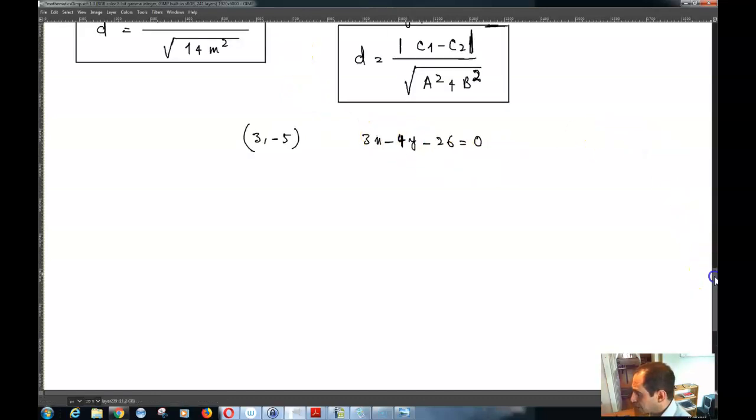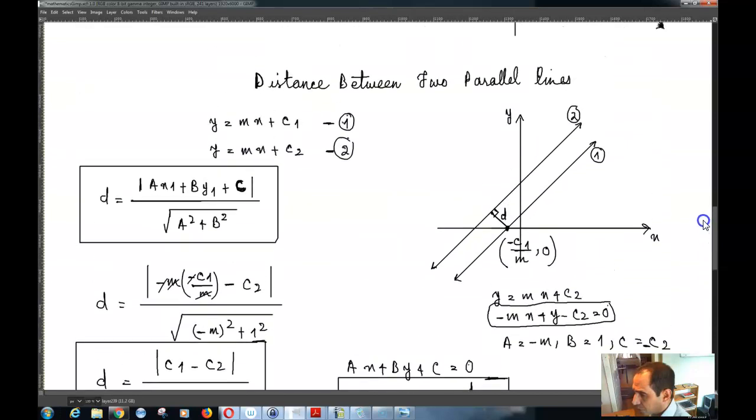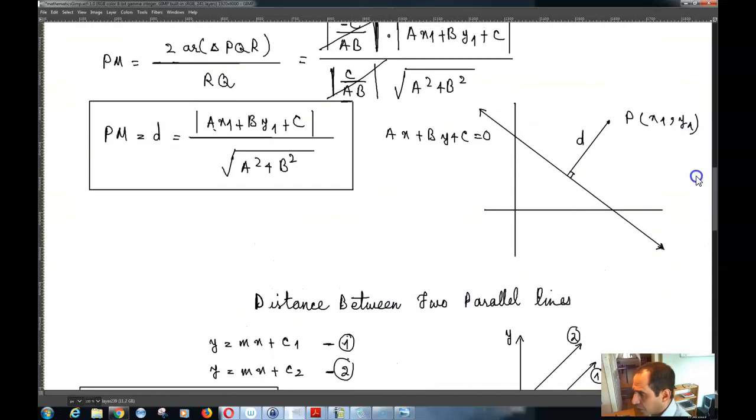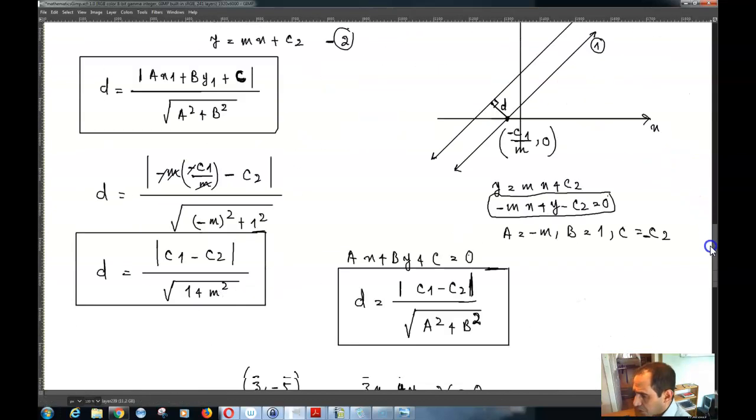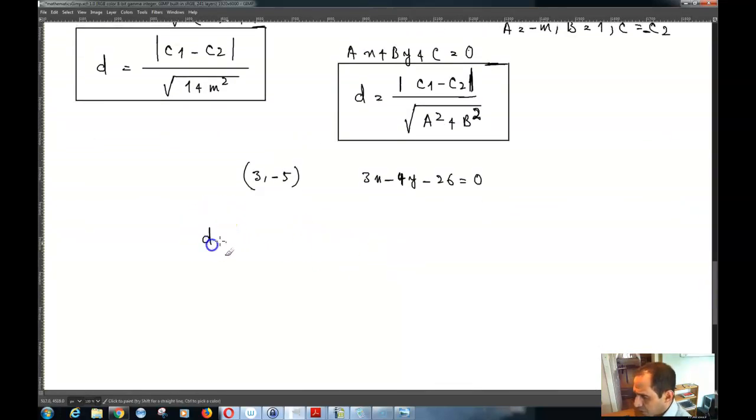Basically what we said was that when you want to find the distance of a point from a line, d is equal to the absolute value of ax1 plus by1 plus c over the square root of a squared plus b squared.